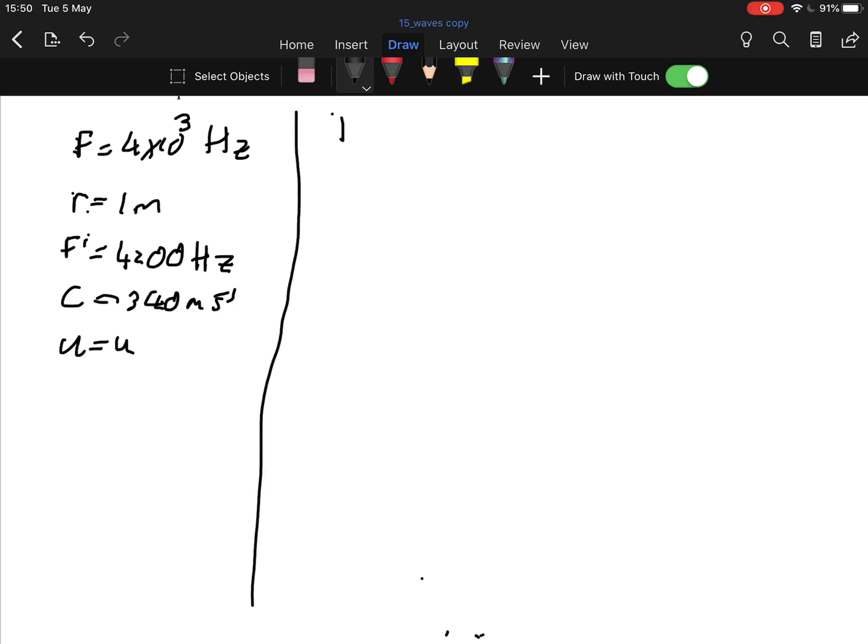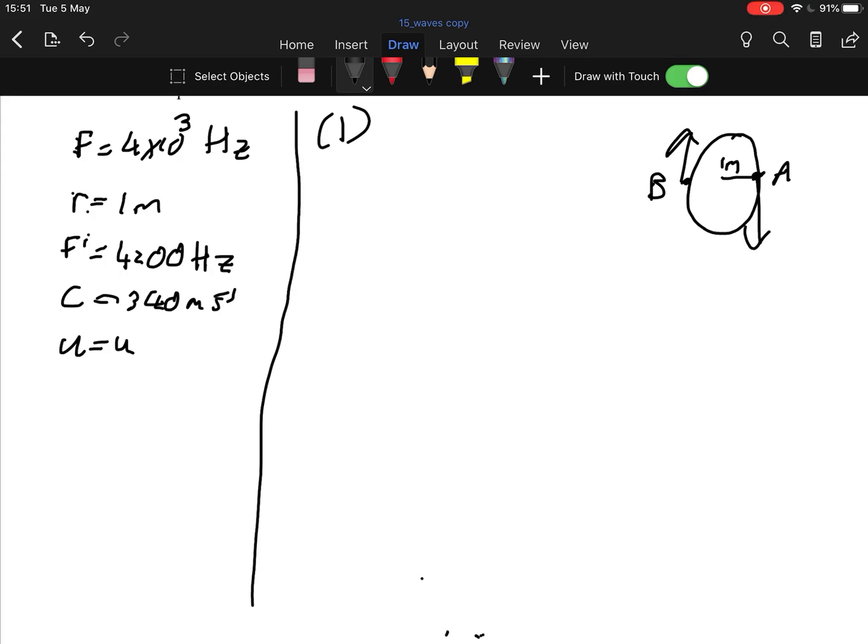So number 1, F dash equals FC over C minus U. Now, the whistle emitting a note of 4 kilohertz is whirled in a horizontal circle of radius 1 at a constant speed, and the highest note is heard by a person a large distance away. Hold up a minute, I'm going to draw that out and explain what's going on here. So we have a circle and we're spinning the whistle. We'll say A, directly opposite B, and it's spinning this way. That's 1 meter.